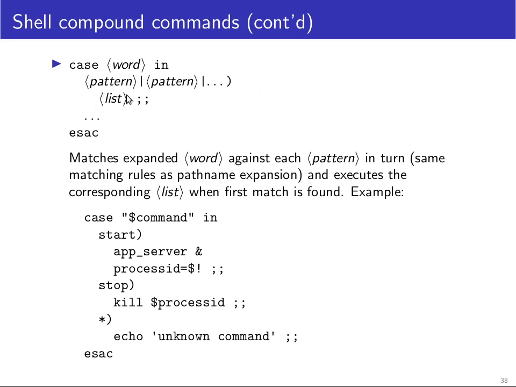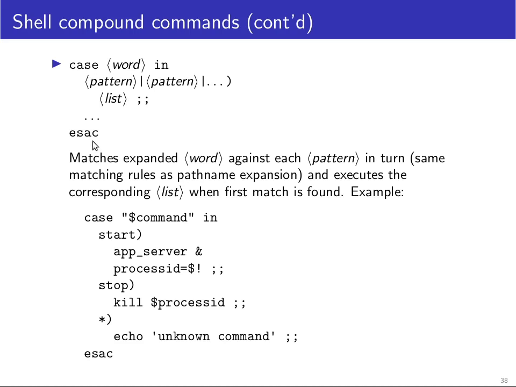Then execute this list until you encounter a double semicolon. And then this repeats. There can be more patterns and a list and a double semicolon and so on. And esac again terminates the entire thing. Esac is just case spelled backwards. Similarly, a convention copied from Algol. This matches the word against one pattern at a time, and the first time one of these patterns matches, the corresponding list is executed, and then we jump to the end of the case statement.